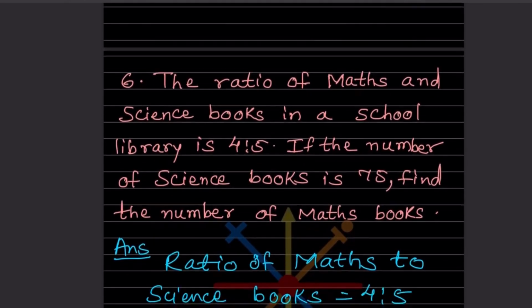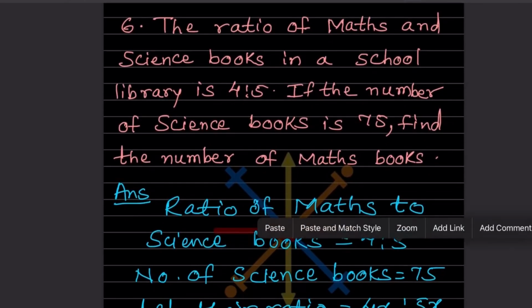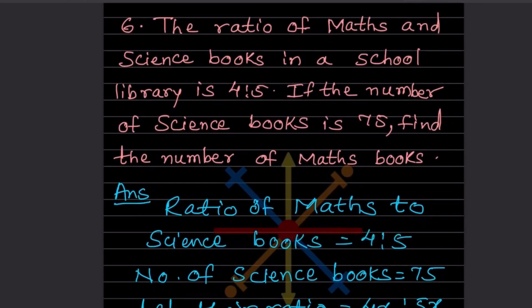Now let us look at the next question. This says that the ratio of maths and science books in a school library is 4:5. If the number of science books is 75, find the number of maths books. So first, it's given here that the ratio of maths to science books is 4:5. Now they said the number of science books is 75.